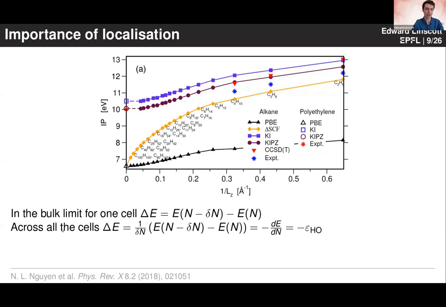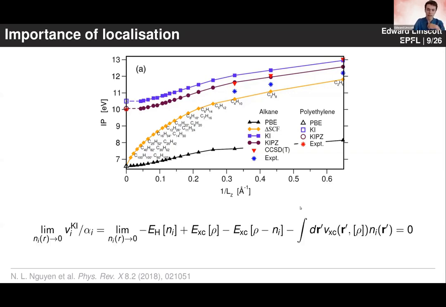And so if I now think about the total energy change across all of the cells in my system, then the total energy difference is just given by this expression here, because I'm going to have 1 divided by delta N copies of my primitive cell in my bulk system. And this is nothing less than the derivative, which is given by the HOMO energy. So we can see here that indeed this condition is trivially satisfied in the bulk limit, that our total energy differences match those given by our eigenvalues. But also our Koopmans correction actually is vanishing in this limit.